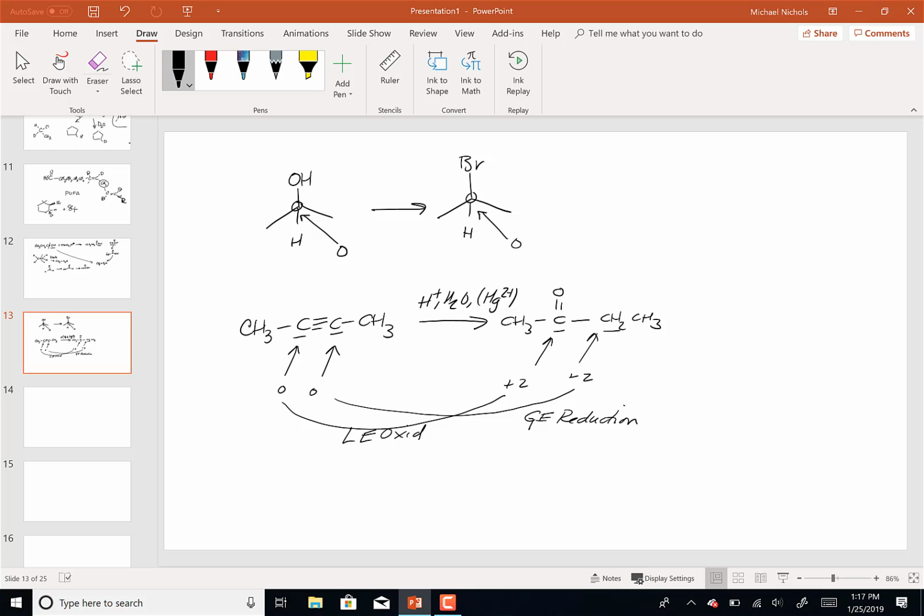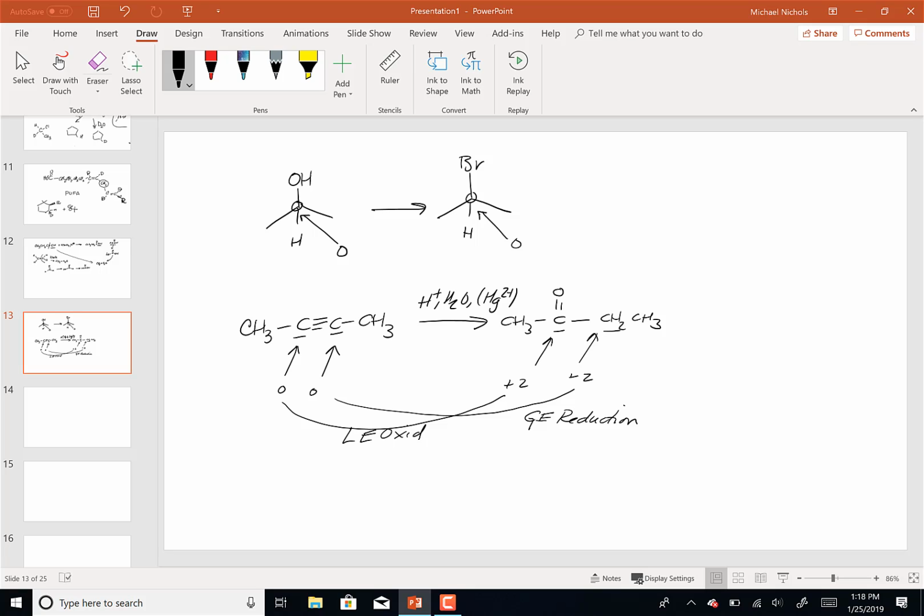We're going to add H plus to one of the two carbons. We're going to add the OH to the other carbon. This is going to add Markovnikov, except the problem is there's no Markovnikov because both carbons have the same number of hydrogens, 0. But that's okay, because this is a symmetrical alkyne. So whether I add the H to the left and the OH to the right or vice versa, I'm going to end up with the carbonyl on carbon 2. So I get the same product either way.